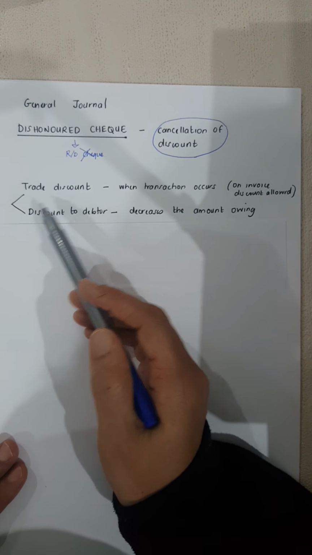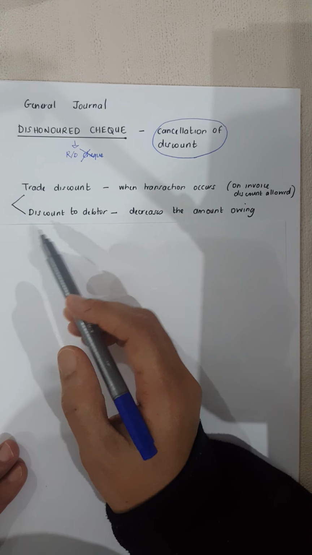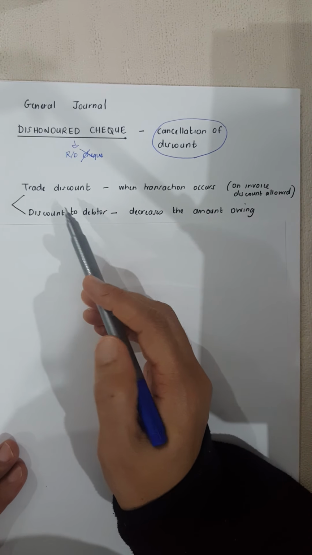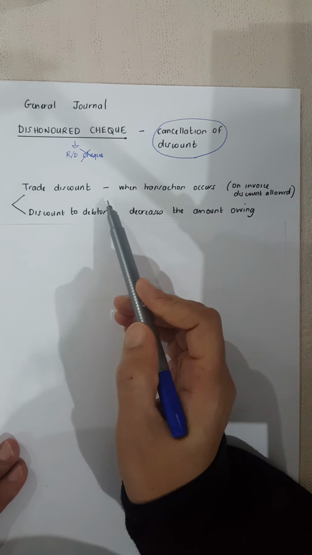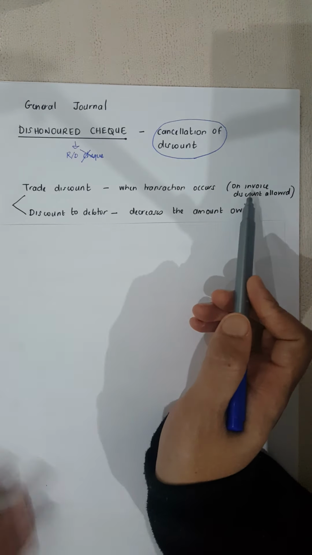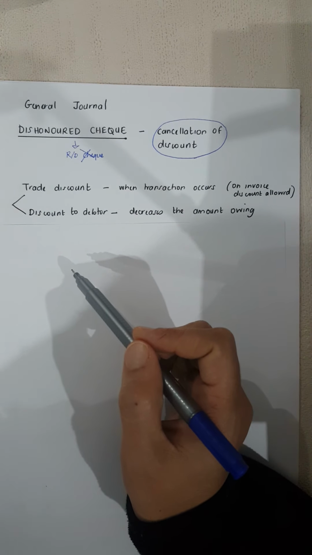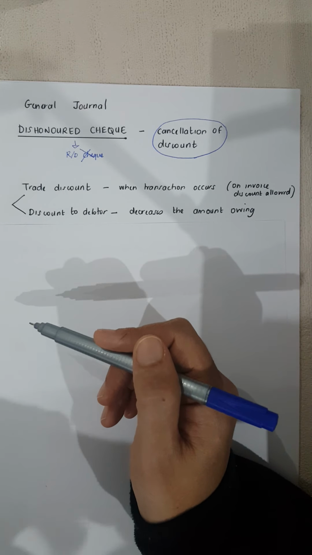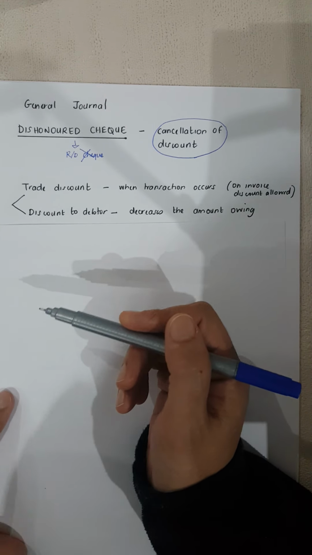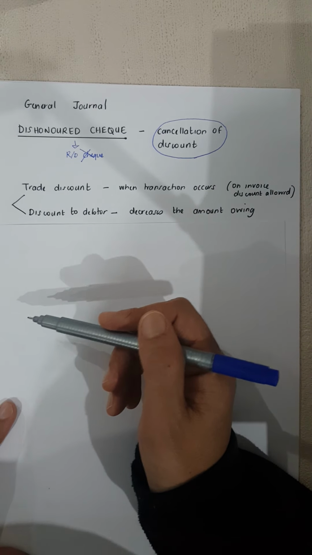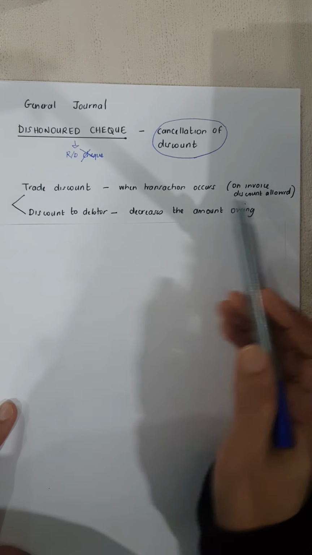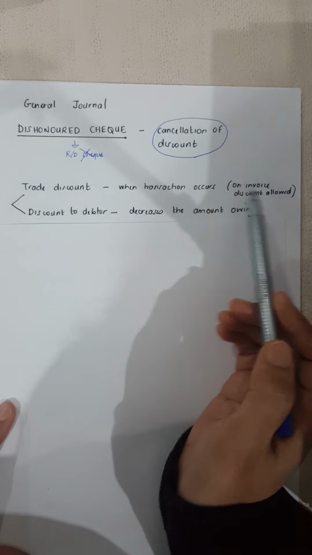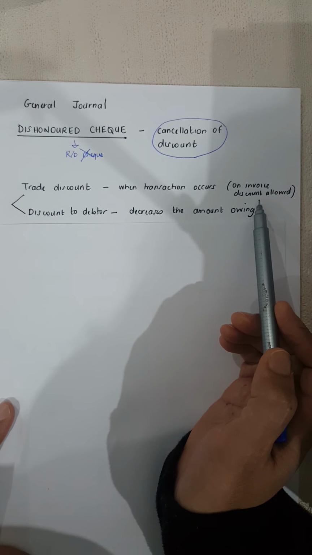So I'm going to show you the accounting entries now, right? You have to distinguish between a trade discount and a discount to the debtor. A trade discount is when the transaction occurs. So on the invoice, sometimes people come to you and you say if you pay cash you get a discount, so you give them a discount on the transaction. So at the time when you're making the invoice, you've given a discount, right?